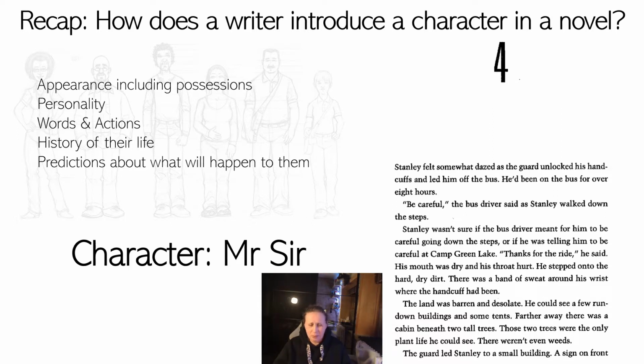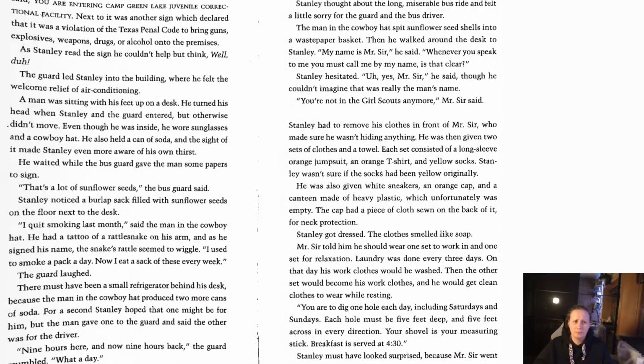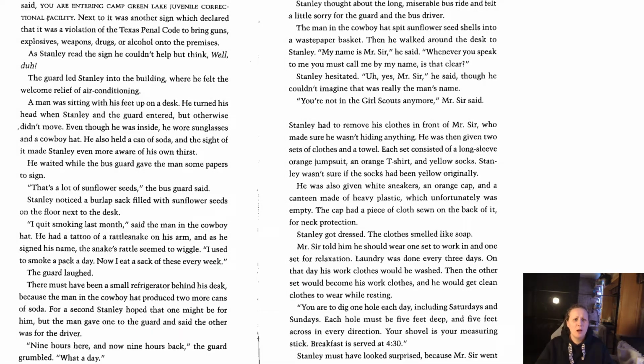The land was barren and desolate. He could see a few run-down buildings and some tents. Farther away there was a cabin beneath 2 tall trees. Those 2 trees were the only plant life he could see. There weren't even weeds. The guard led Stanley to a small building. A sign on front said, "You are entering Camp Green Lake Juvenile Correctional Facility."